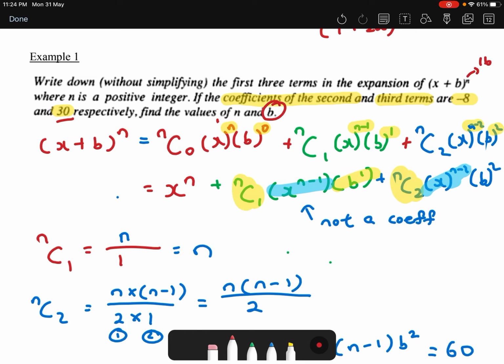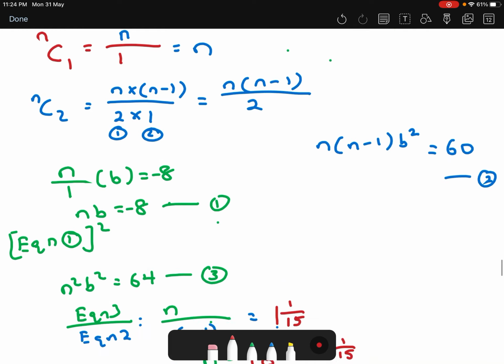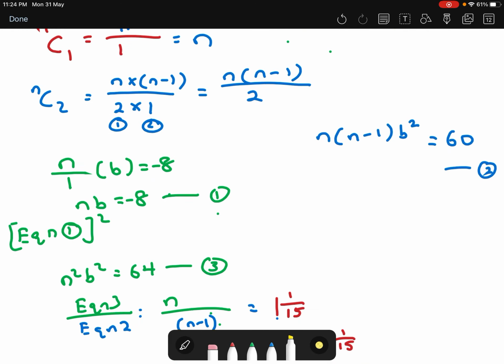Next I want to find the coefficient b, which is just a constant. This one is easy. Let's look at equation number 1 right here. nb equal to negative 8, and our n is 16, so b equal to negative 8 over 16. b is equal to negative half. Alright, so this is how we solve it.